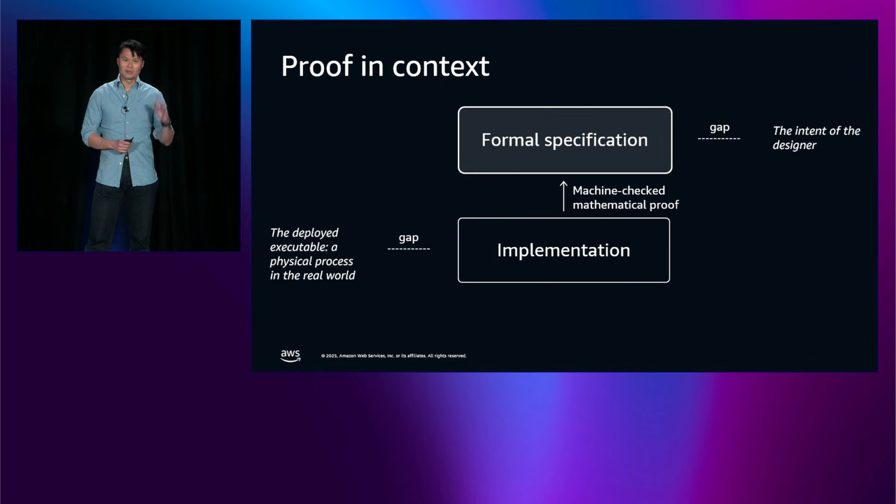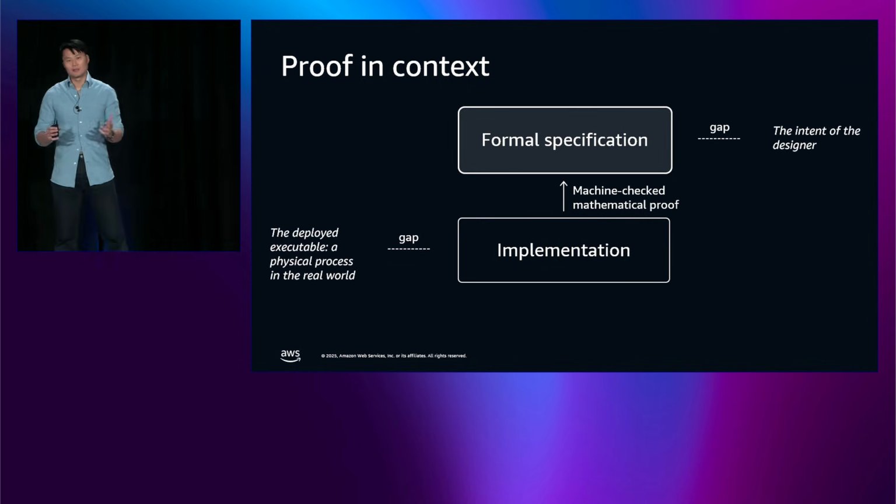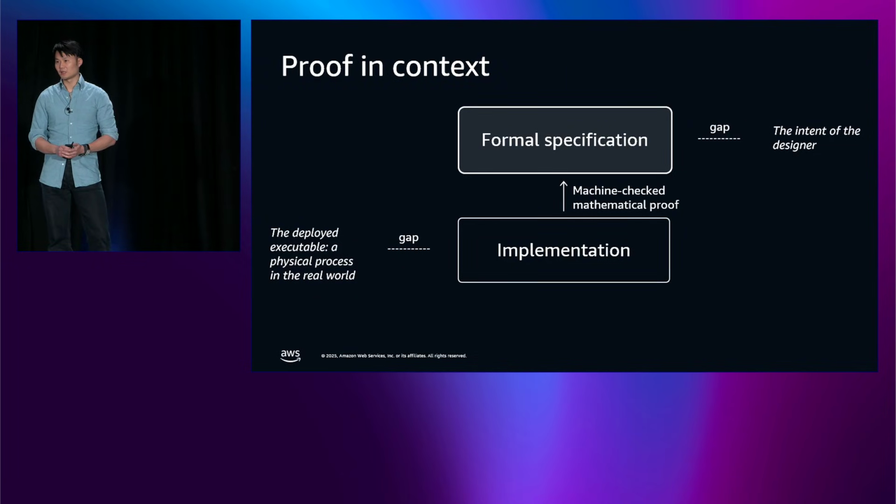These are gaps both conceptually above and below. Above in the sense that we can't prove the specification is correct. We have to carefully audit it. And below in the sense that the implementation that we prove properties over is always some abstraction of the deployed artifact, which ultimately is a physical process in the real world, electrons moving in transistors, and therefore subject to physical effects that are outside the realm of automated reasoning.